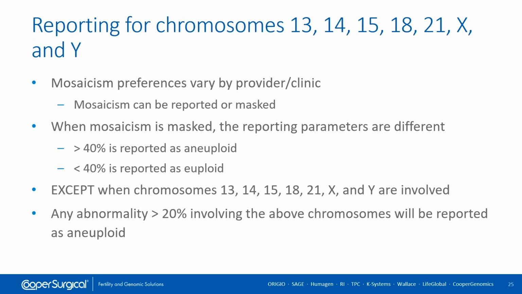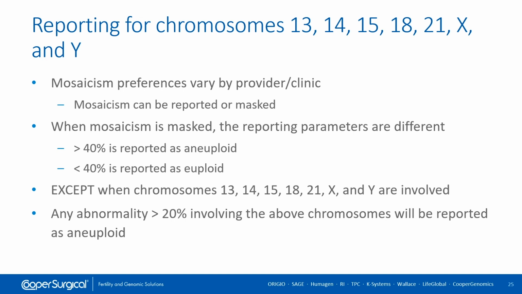So next I want to talk a little bit about reporting for these chromosomes that we've already mentioned. Mosaicism preferences can vary by both provider and clinic. We do provide the option for mosaicism to be reported or masked. Sheila did a nice job mentioning previously that when mosaicism reporting is desired, our thresholds are between 20 and 80%. When mosaicism is masked, however, the reporting parameters are different. Greater than 40% abnormality is reported as aneuploid, while less than 40% is reported as euploid.